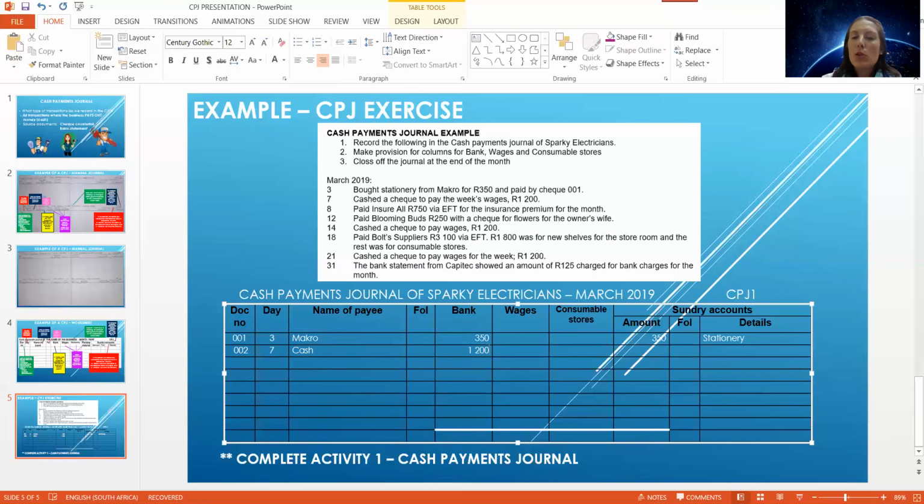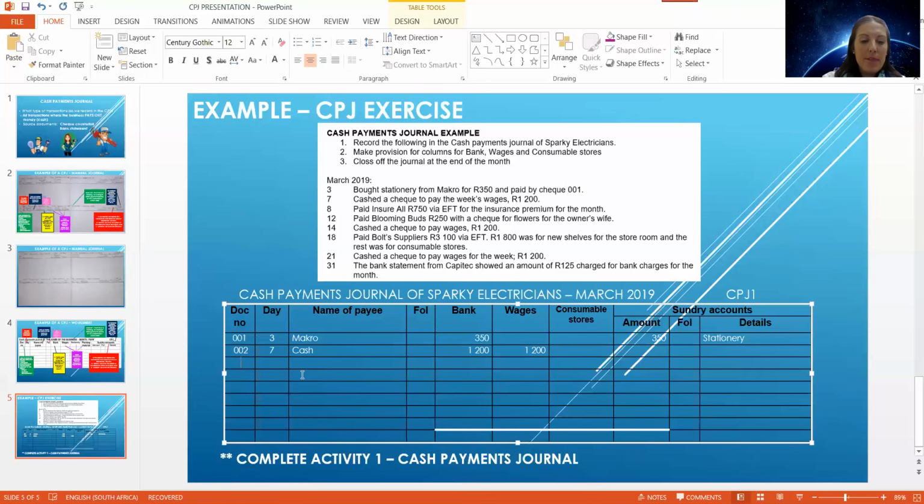Good. Now you ask yourself, what did we do with that money? We paid wages. Is there a column for wages? Yes, there is. So I put it in the wages column. Good. And that's it. The next transaction on the 8th, paid Insure All 750 Rand by EFT for the insurance premium for the month. Okay, so we paid by EFT.